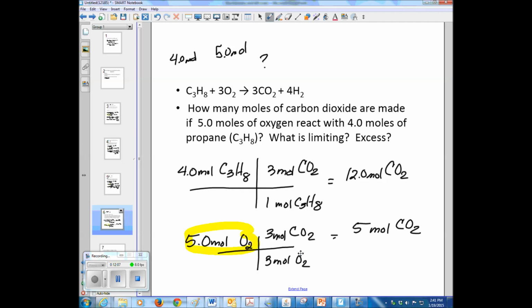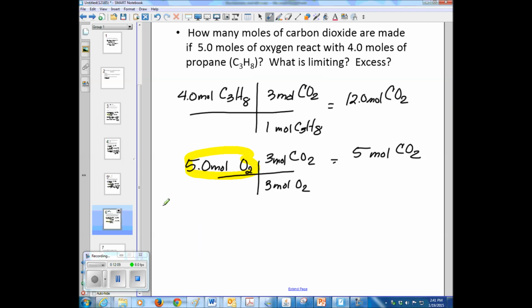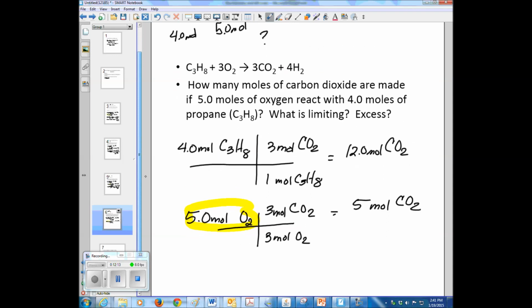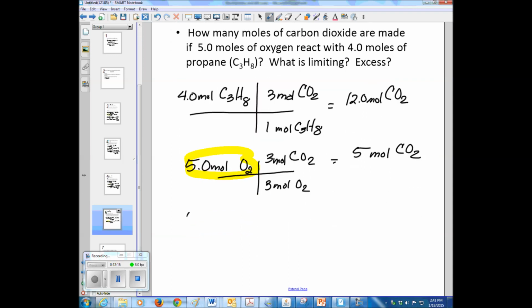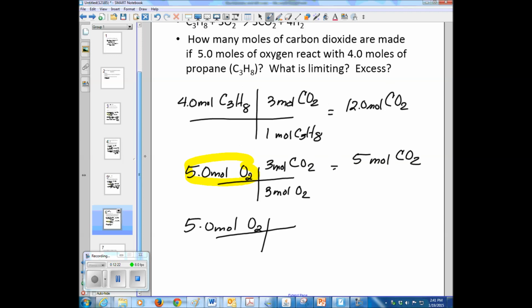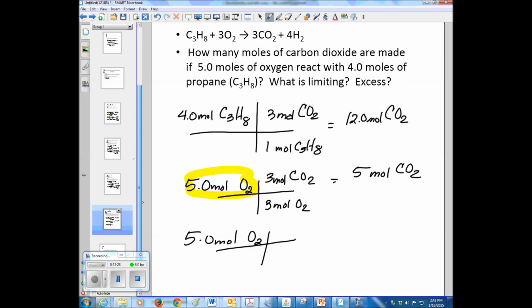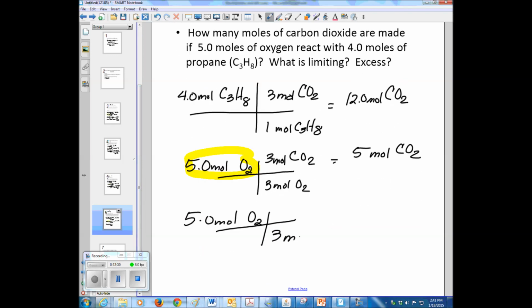Clearly, oxygen is limiting. So if oxygen is limiting and propane's in excess, how much excess will we have? Well, we use 5 moles of oxygen, and we're going to look at our ratio. 3 moles of oxygen are used for every 1 mole of propane.